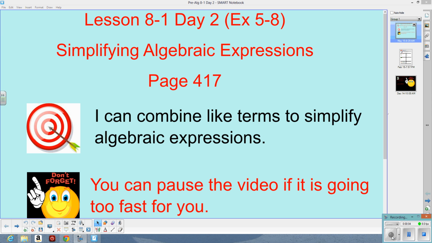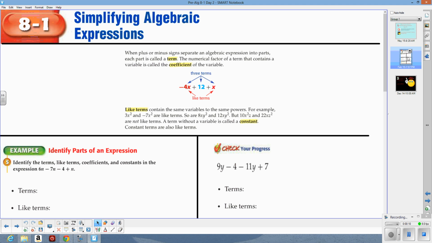In Lesson 8.1, Day 2, Examples 5 through 8, you will combine like terms to simplify algebraic expressions. When plus or minus signs separate an algebraic expression into parts, each part is called a term. The numerical factor of a term that contains a variable is called the coefficient of the variable.